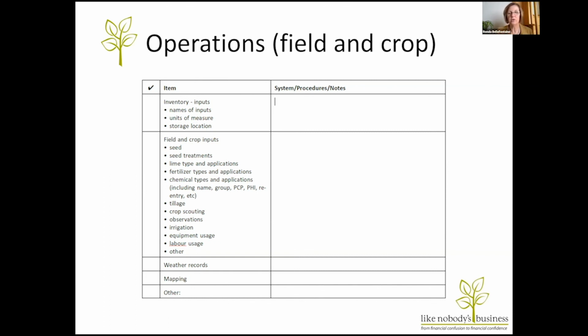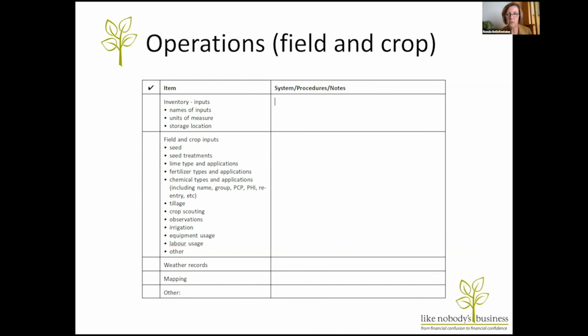So inventory of inputs, where you're storing them, the units of measure, those types of things are what you would track around inventory of inputs. And then there's the actual field and crop records. So seed treatments, liming applications, and also the type of lime that you're applying, fertilizer types and applications, chemical products and applications. And the chemical products include their name, their group, PCP, PHI, re-entry date, everything about that chemical. Tillage practices, that's another thing that you can track.